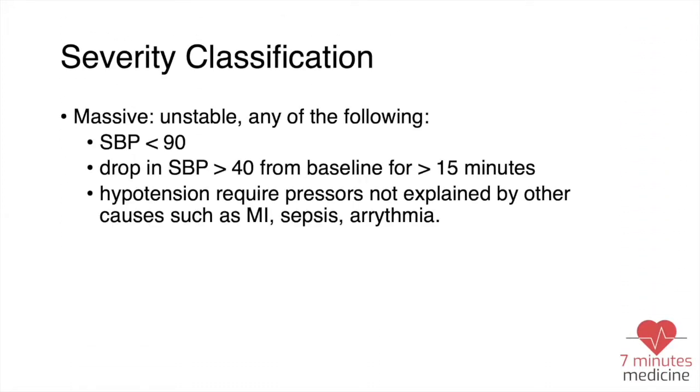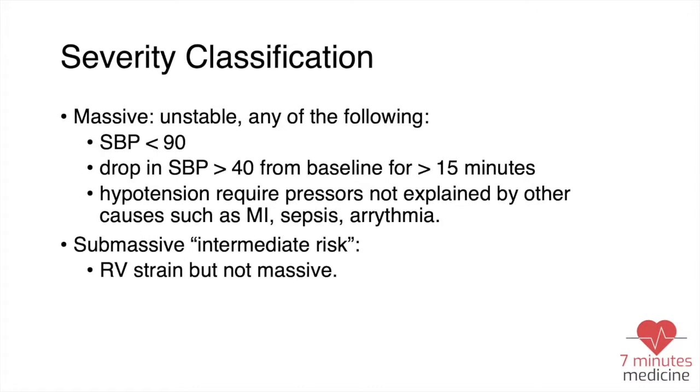So after that, to decide what kind of management you need, you have to classify the severity of the PE. First, a massive PE is unstable, and we mean by unstable any of the three things: systolic blood pressure less than 90, a drop in the systolic blood pressure more than 40 for more than 15 minutes, or hypotension requiring a pressor not explained by other causes like septic shock, myocardial infarction, and arrhythmia. So this is a massive PE, and we always have to classify our patient.